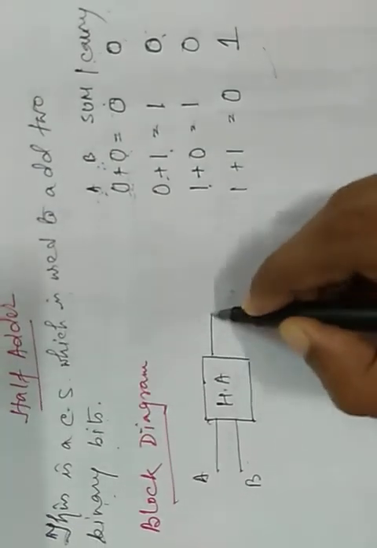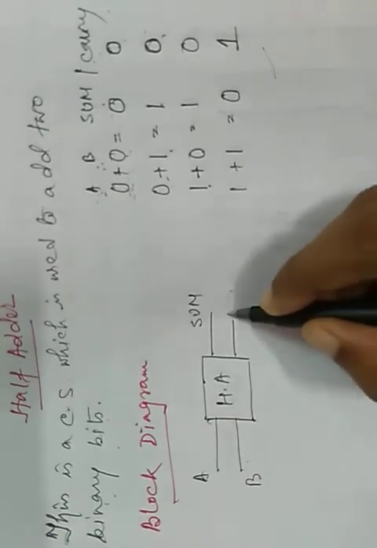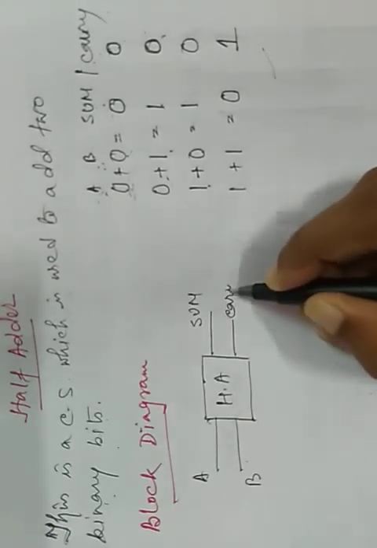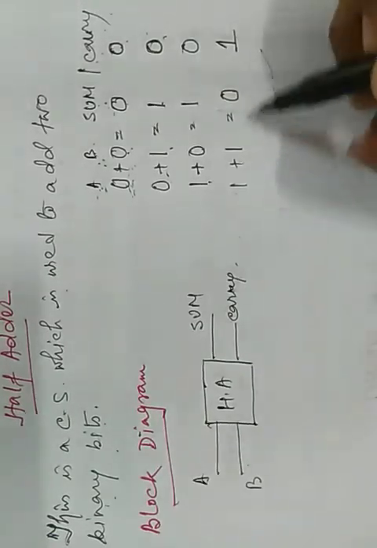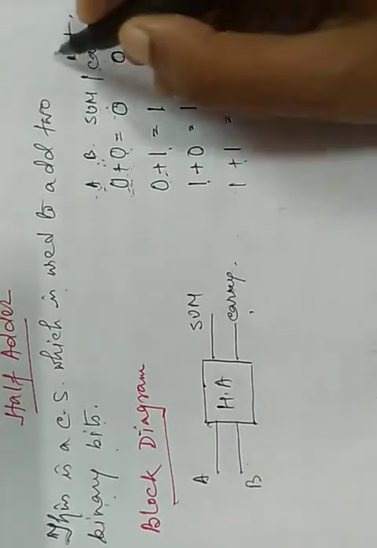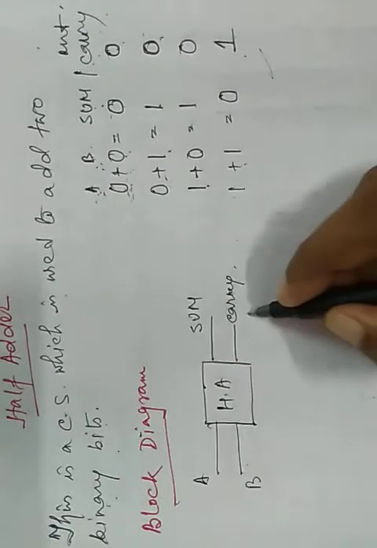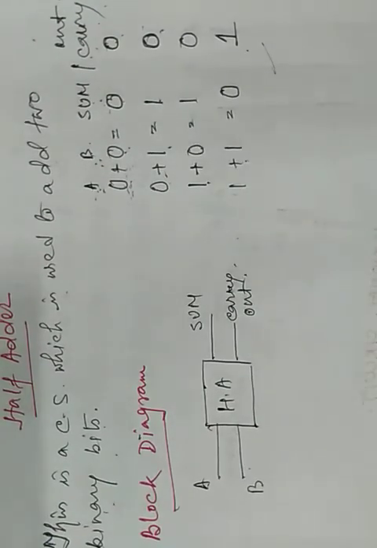So the outputs are, one is sum, another is carry. As this carry is what we get after adding two numbers, we can also call it carry out or C out. Okay, carry out. So this is our block diagram.